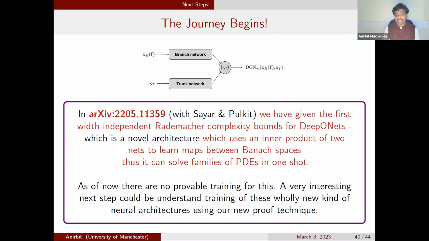So a very interesting next step could be to ask whether the Villani function proof technique can open up this field. Now we have a whole new way of understanding SGD convergence, and maybe this is enough to get you operator network training. And hence you will be able to show that SGD can probably solve PDEs in this very particular sense. That's now a possibility.